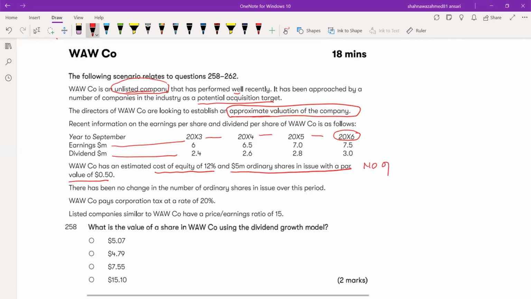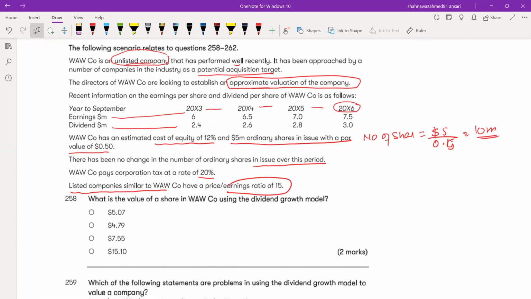So that means the number of shares is 5 divided by 0.5, that is 10 million. There has been no change in the number of ordinary shares over this period. The company paid tax at the rate of 20%. Listed companies similar to WAW Co have a price earning ratio of 15 times. What is the value of a share in WAW Co using the dividend growth model?